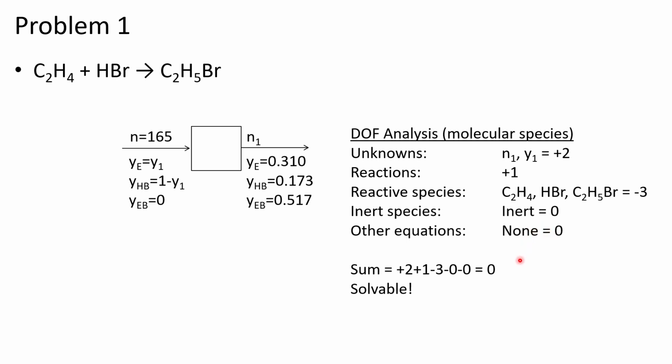To perform the degree of freedom analysis, we simply take the number of unknowns and add the number of independent reactions, and then subtract off the reactive species, the inert species, and any other equations. Doing that, we find that that sum is 0, so the problem is solvable.